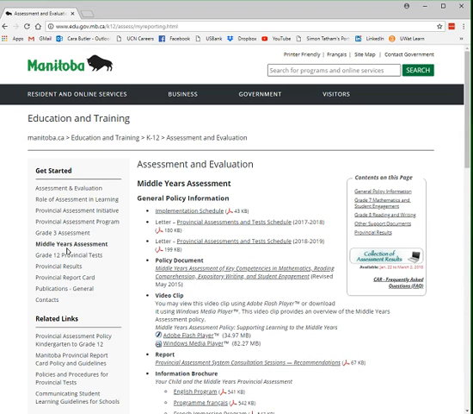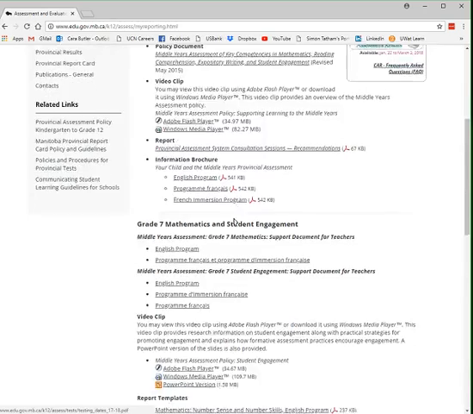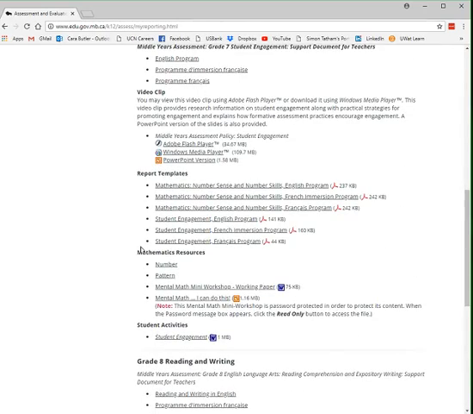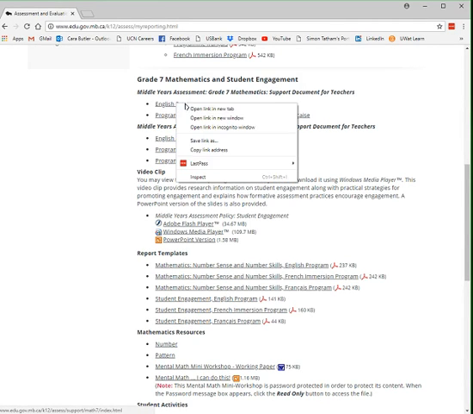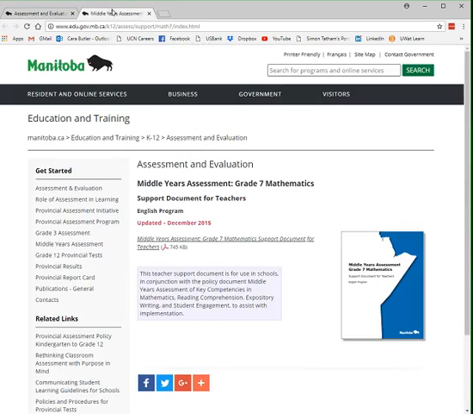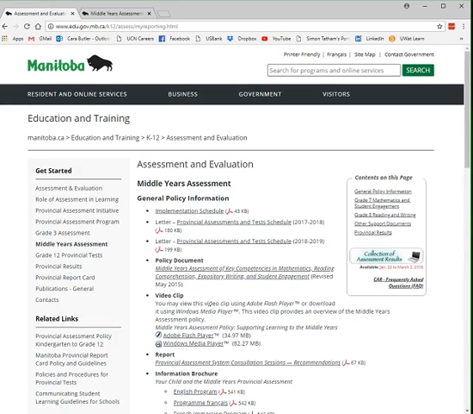There's a lot of information here, so I'm going to let you explore a lot of pieces, but I'm going to go down towards here and please make sure under grade 7 mathematics and student engagement that you read through the support document here. It's under English program. There's a ton of ideas as well as the exemplars for how to assess student work. There's some really great information here. I'm going to come back to that in just a moment and go through each one of the competencies, but I do want to make mention of this piece right here.